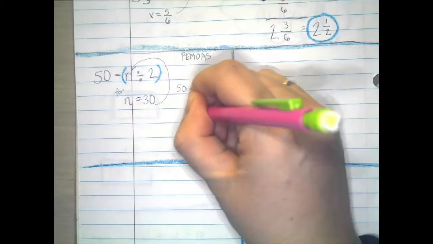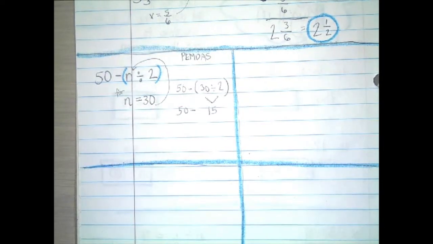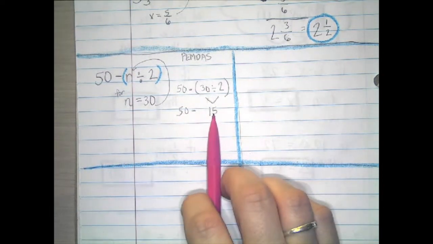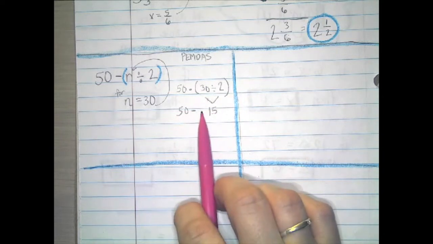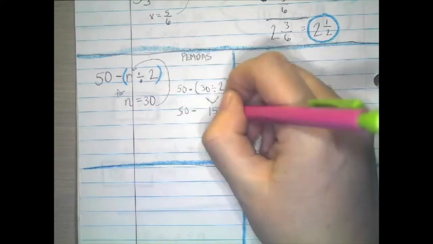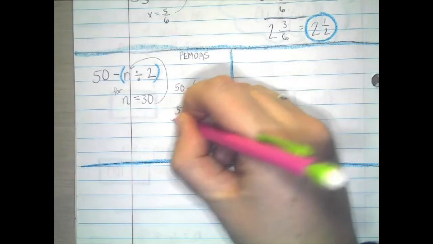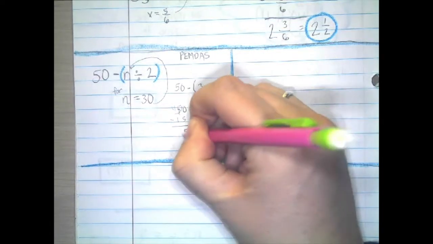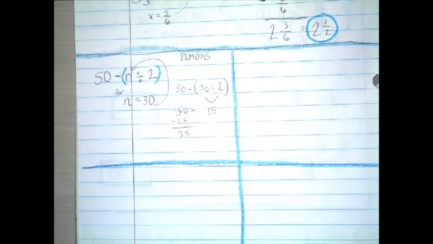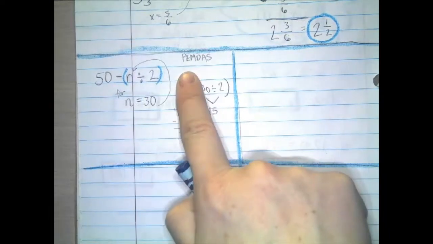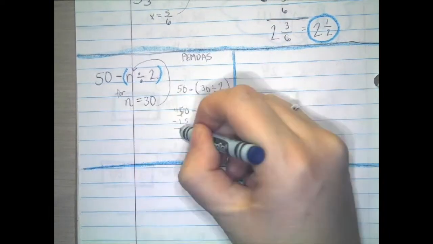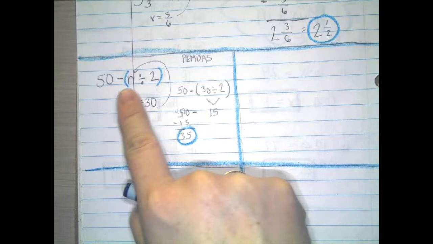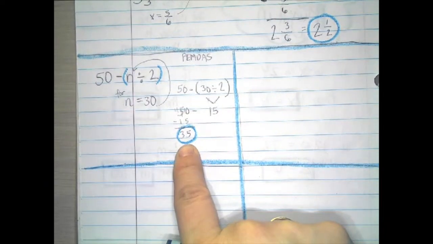Then we bring down anything that's still there. So the subtraction sign is still there and the 50. So the problem now is 50 minus 15. And that can sometimes be done in your head, like mental math, but for some of you who are struggling with subtraction, you just stack it up and do 50 minus 15, and you're going to get your answer pretty quickly. The answer to this expression, because it didn't have an equal sign, is 35. So they're saying if n was 30, then the answer to this whole problem is 35.